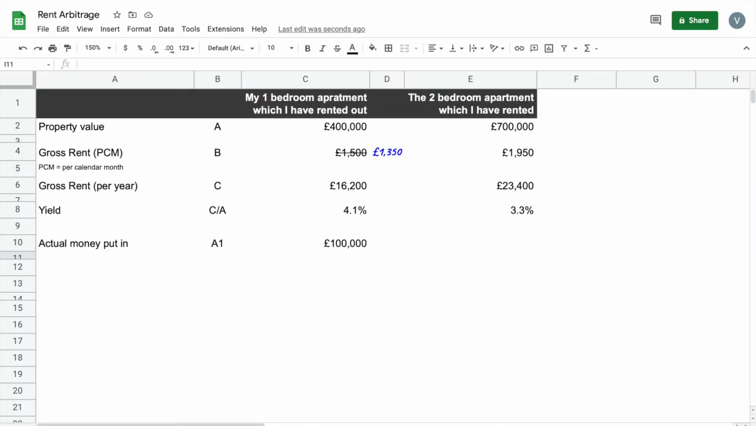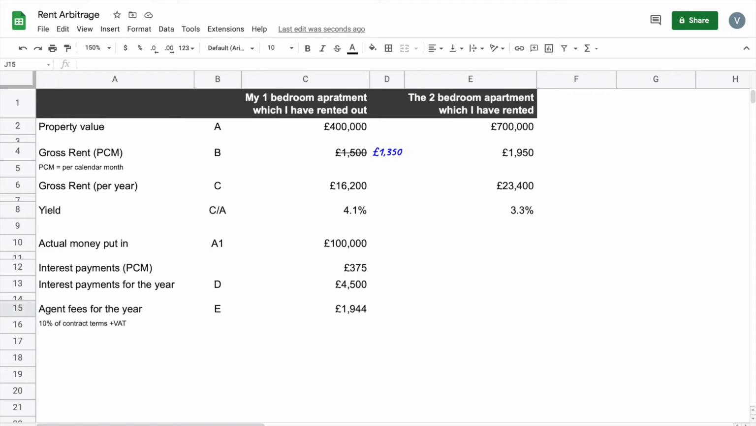But that's not the complete story, because at the moment we've been calculating the yield off the property value. But in reality, most people would mortgage their property, and the actual money you put in isn't the value of the property. In my case, the deposit I put down was £100,000. I've taken a 75% loan-to-value mortgage, and my monthly interest payments are £375. So each year I pay £4,500 in interest.